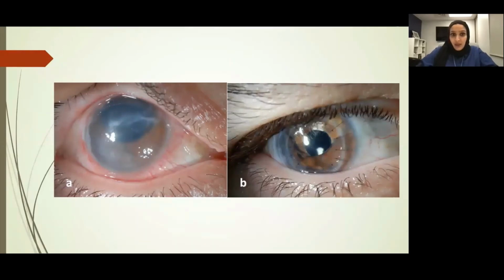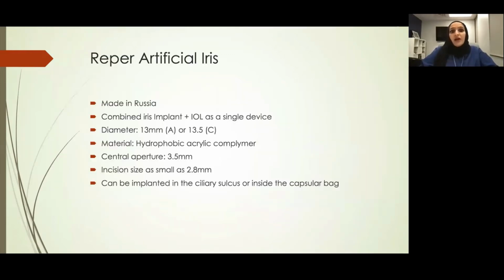This is the same patient. As you can see, here's the corneal scar, decompensated cornea, you can barely make out where the IOL is, only an inferior remnant of the iris, and here is the post-op. Cosmetically really good. Going into details about the Reaper artificial iris, it's made in Russia. It's a combined iris implant with IOL as a single device.